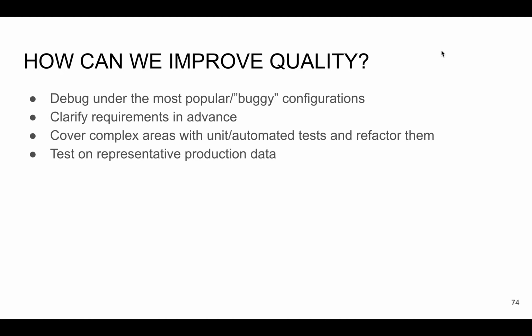The next important thing is to cover complex areas with tests. It might be a unit test or an automated test. During development, we know what places are the most important and can dramatically affect users. These critical areas should be tested with unit tests created by developers and automated tests. If it doesn't work effectively, you can refactor it and improve these places of code.